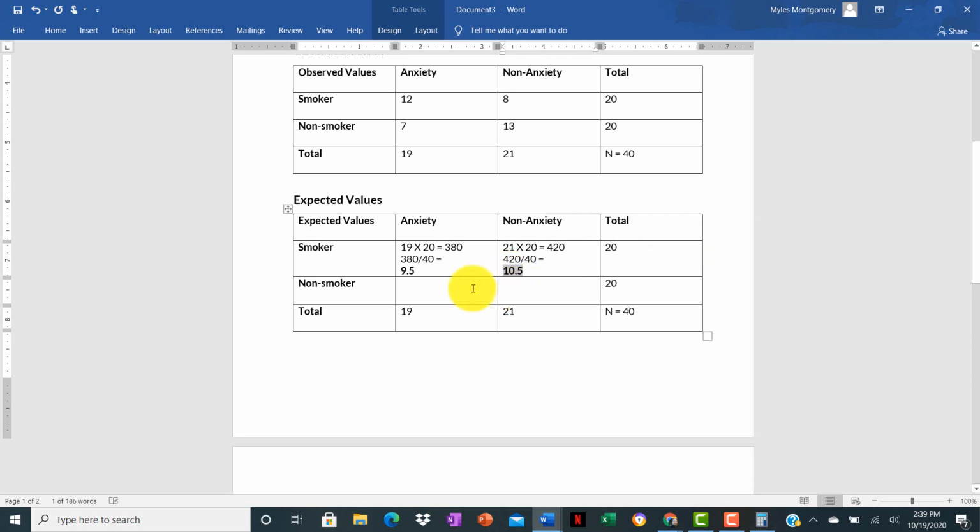And here's the great news about this. Take a look at this. Again, for this cell, non-smoker and anxiety, let's look at these numbers. 19 again times 20. Well, didn't we do that up here? We certainly did, so why repeat? Why repeat all the steps when we can just, as my daughter would say, hack?